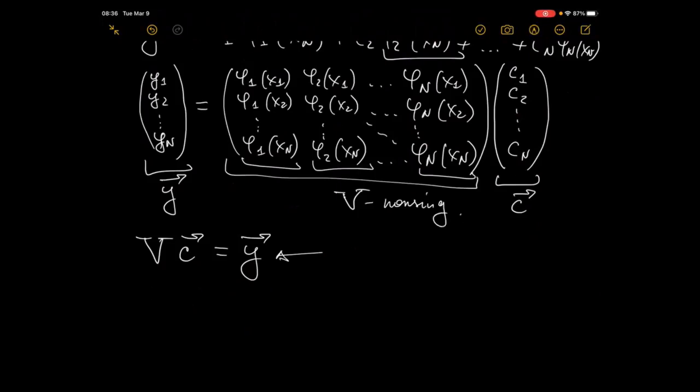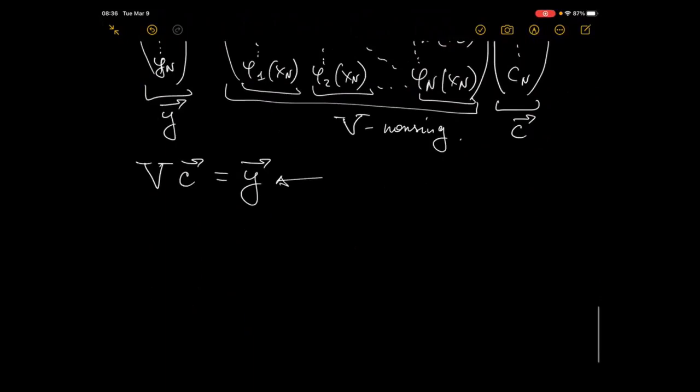What it means that solution exists and is unique. You can find it using something like that. Of course, you don't need to find the inverse Vandermonde matrix.